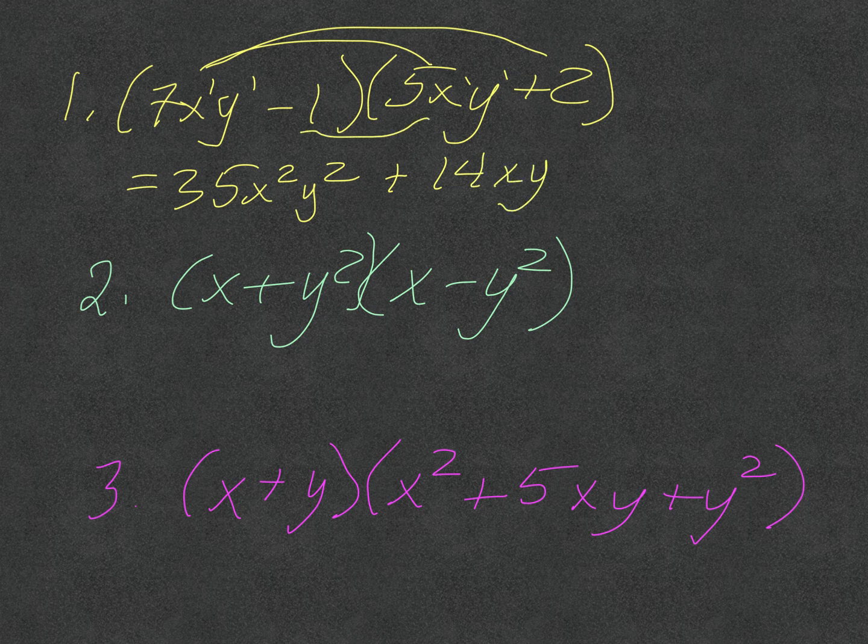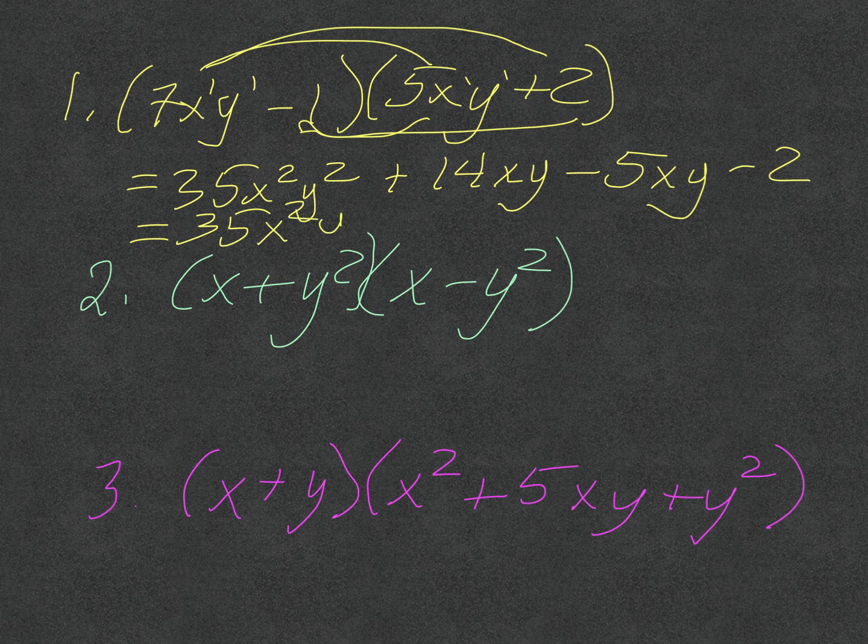And then inside, negative 1 times 5xy is minus 5xy. And then last, negative 1 times 2 is minus 2. So now we collect the like terms, 35x squared y squared. Now, this is just an xy minus an xy. So they're like terms. So exponents don't change on like terms. It's just 14 minus 5 or plus 9xy minus 2.